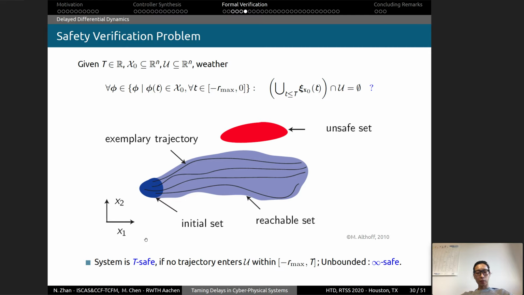The system is said to be T-safe if no trajectory enters this unsafe set of states within a bounded time interval from minus r up to T. Especially when this holds for the entire time horizon, we will say that unbounded safety is achieved, denoted by infinite safe.